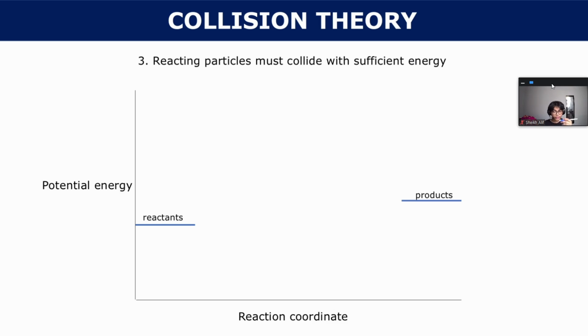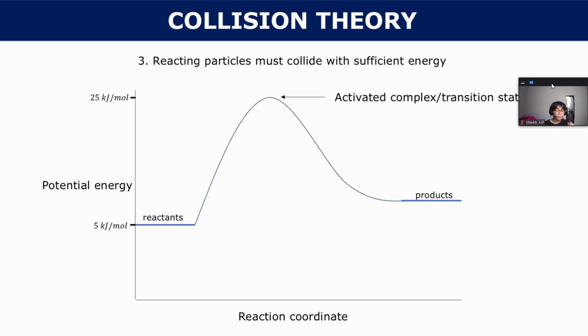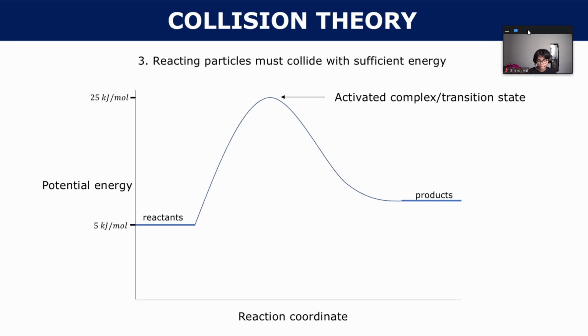And in this case, the reactants are going to be below the products, and that just means that this reaction is going to be exothermic. Essentially, if you look at the progression of potential energy from reactants to products, it would look something like this. And that top little bit is called the activated complex, or the transition state. And essentially, the difference between the transition state and the reactants is what you call the activation energy. So it's signified by EA.